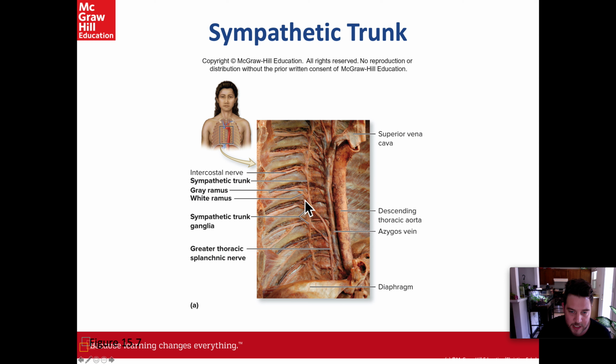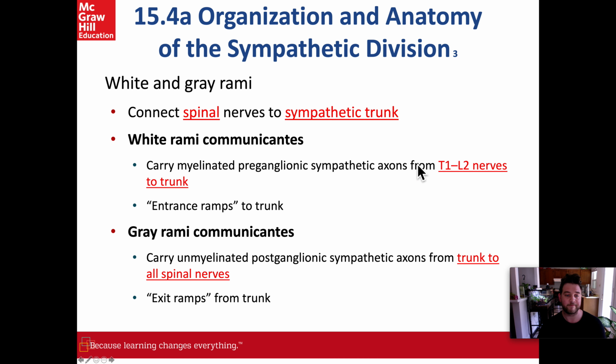You can see this gray one right here is much, much thinner. So signals going from the trunk out to the spinal nerves are conducted on thinner, unmyelinated axons, whereas signals going from the spinal cord to the trunk are going to be in thicker myelinated ones.